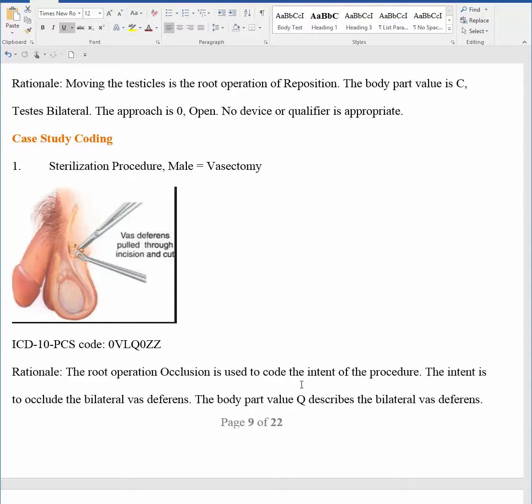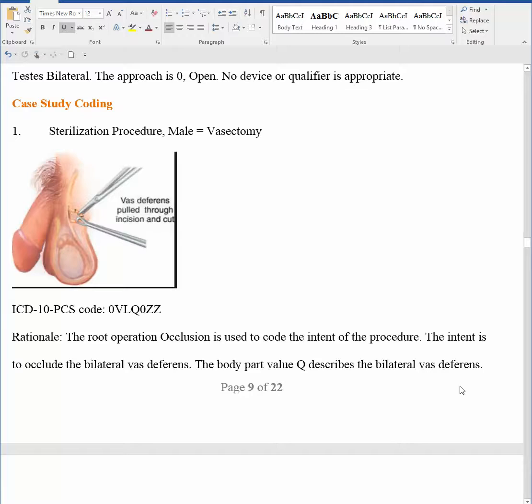So the first one is a patient who is noted to come in for a desired sterilization. When we read the clinical report, the man is having a vasectomy. What is the intention? If you go back to the chapter information, for a vasectomy, the intention is occlusion. Your root operation is going to be occlusion, vas deferens, because that's what's being worked on. That's the piece of anatomy that's being cut in this case. Your final code is 0VLQ0ZZ.